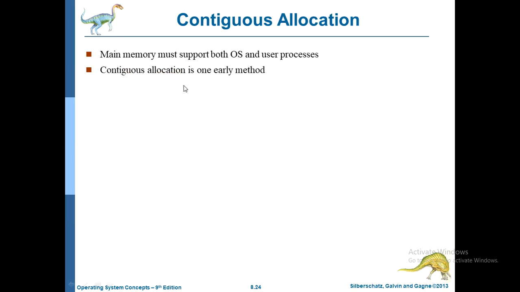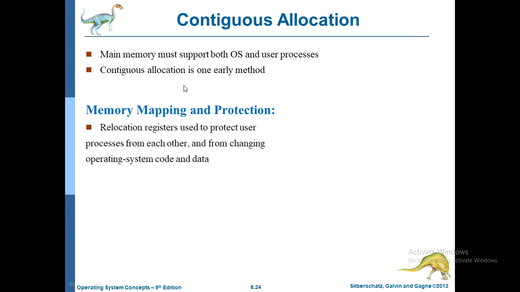In contiguous memory allocation, the system needs to take some measures to protect the processes from alteration by an external user. How to access or store particular data in memory? Here we are using one method for memory mapping and memory protection. We are using a relocation or base register to protect the user processes from each other and from changing the operating system code and data.